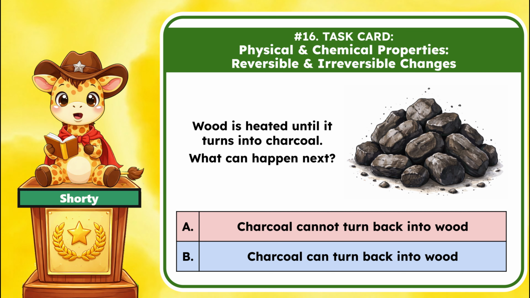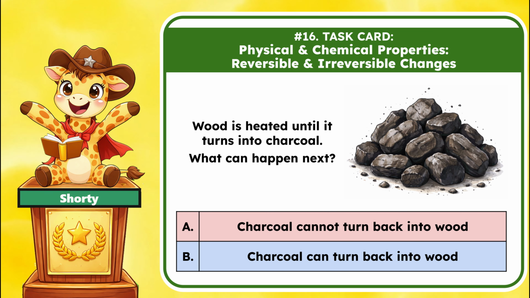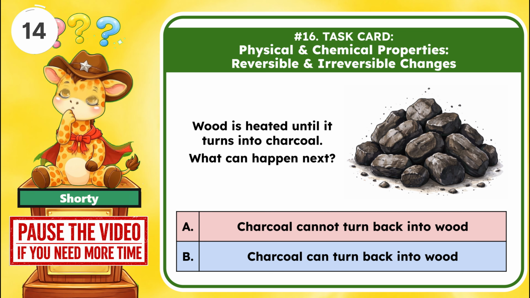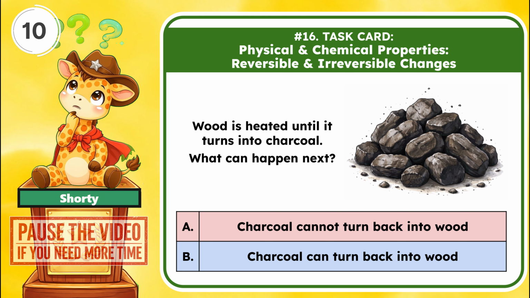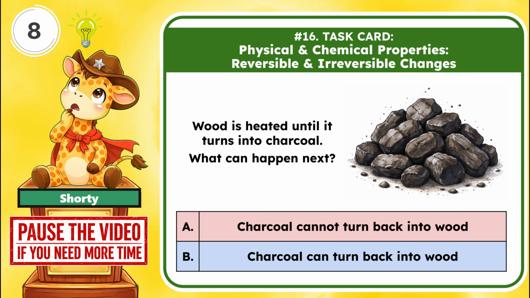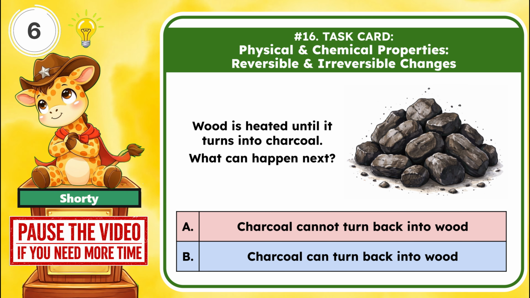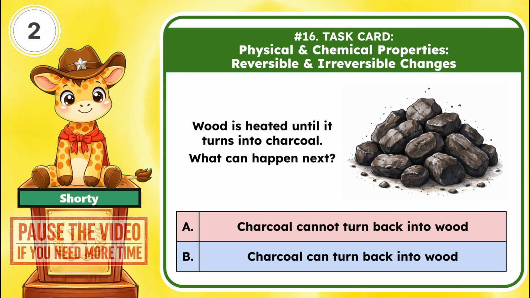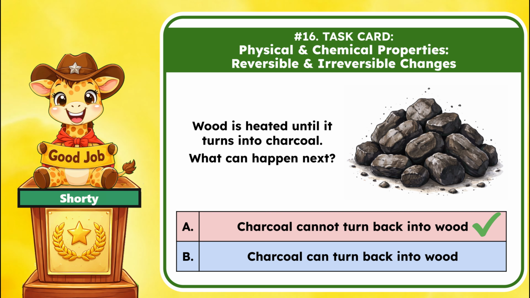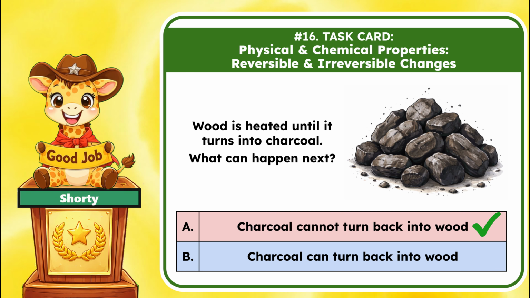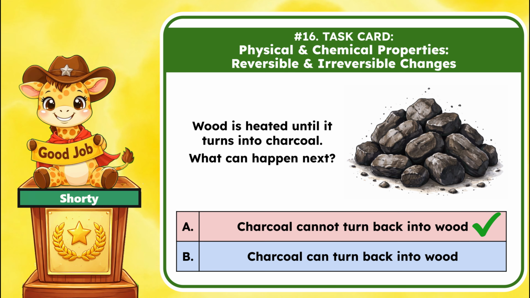Wood is heated until it turns into charcoal. What can happen next? And the correct answer is letter A. Charcoal cannot turn back into wood.